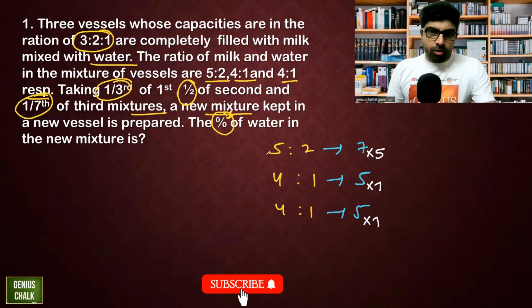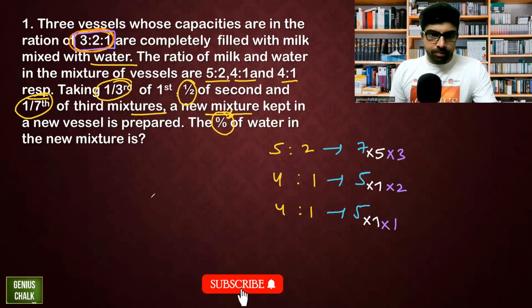Now this is how the volumes are equal, but already it's given that the volumes are in the ratio 3:2:1. So for that we have to multiply this by respective 3, ratio 2, ratio 1. So we'll multiply the first one with 3, second one with 2, and last one with 1, right? This is as per the question we are going, because the vessels are in this 3:2:1 ratio. So we have made this ratio.